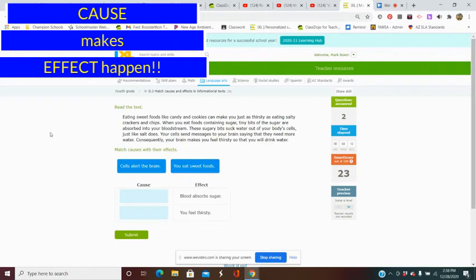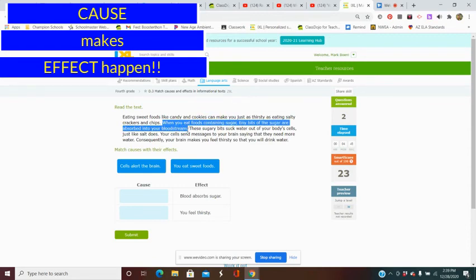So now this one is flipped in reverse. We have to think about the cause that makes the effect happen. That's why IXL is so good. It just makes you think. So blood absorbs sugar. So what happens to make that happen? When you eat foods containing sugar, tiny bits of sugar are absorbed into the bloodstream.